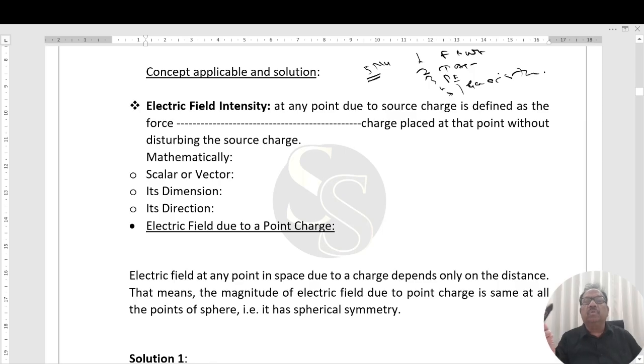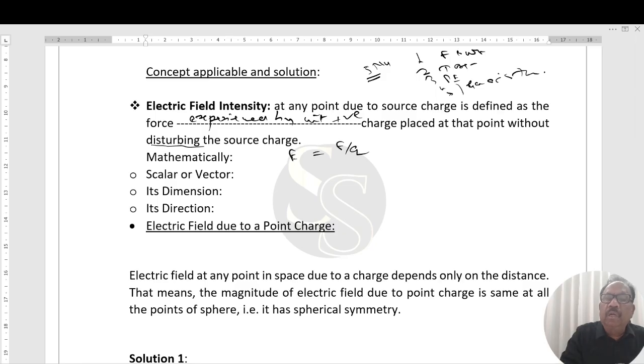Concept applicable in the solution. Electric field intensity at any point due to a source charge is defined as the force experienced by a unit positive charge. What is the essential condition? The charge is placed at that point without disturbing the source charge. No disturbance should be there of the source charge. Mathematically, E equals F by q. Is it a scalar quantity or a vector quantity? It is a vector quantity.